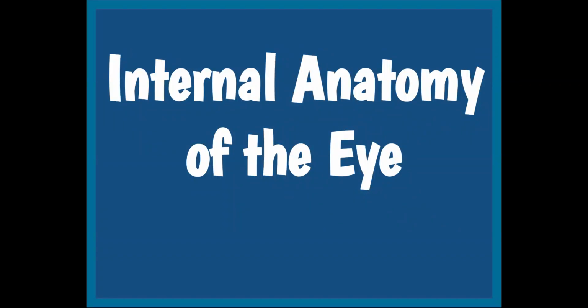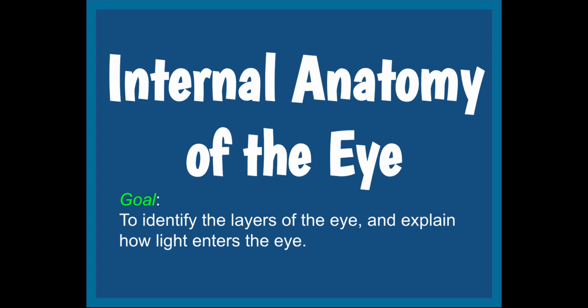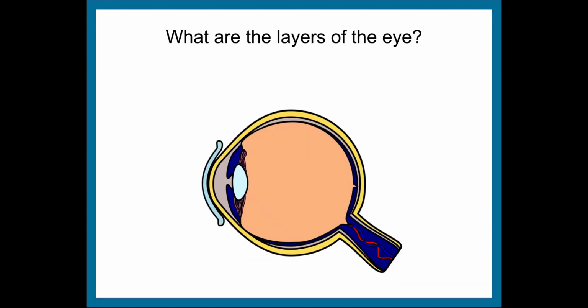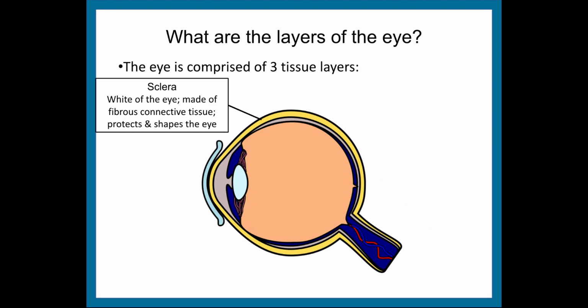Today we're going to talk about the internal anatomy of the eye, and the goal of this video is to identify the layers of the eye and explain how light enters the eye. So first, what are the layers of the eye? It has 3 layers of tissue.